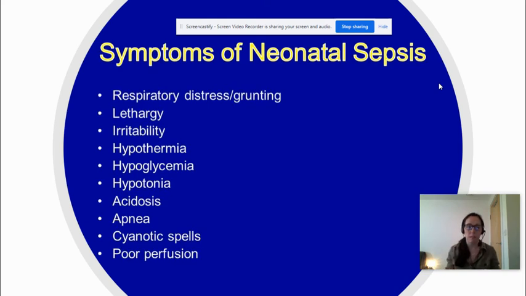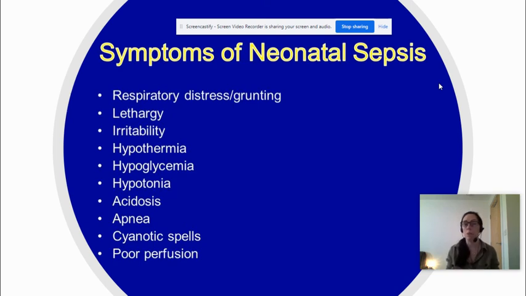Lethargy, floppiness, irritability, crying a little bit more. You can have hypothermia as well as hyperthermia. So remember, those temperatures under 36 don't mean you've got to bash your tympanic, it's not working. It means this baby could have sepsis, could be in septic shock, could be in organ failure. Hypothermia is a sign of sepsis.